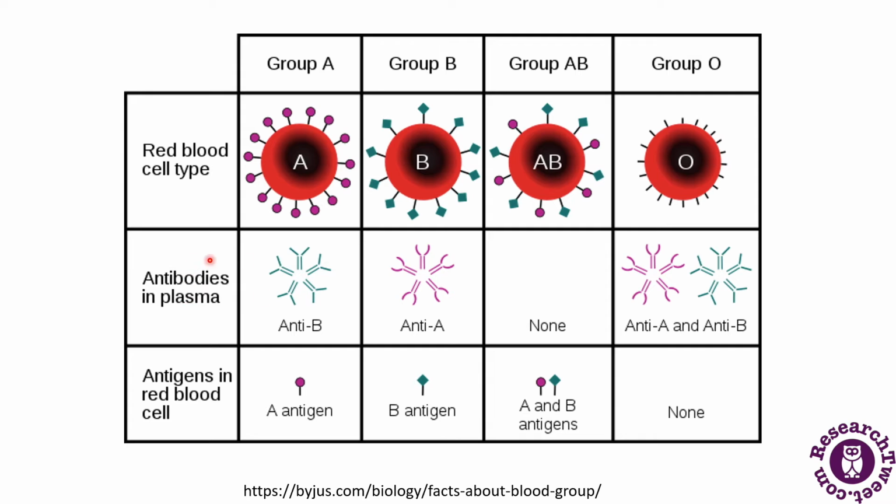Now, antibodies in the plasma. In blood group A, they have anti-B antibodies. In blood group B, they have anti-A antibodies. In AB, they don't have any antibodies, but in blood group O, they have both the anti-A as well as the anti-B antibodies. If we talk about the antigens in red blood cells, A has the A antigen, B has the B antigen, AB has both A and B antigens, and the O blood group doesn't have any antigen. This is the overall picture of the blood group system.